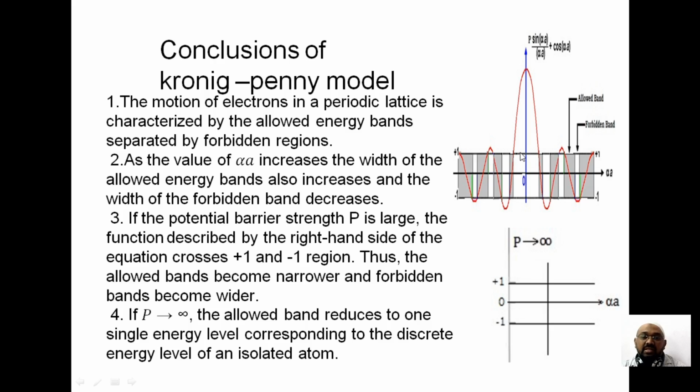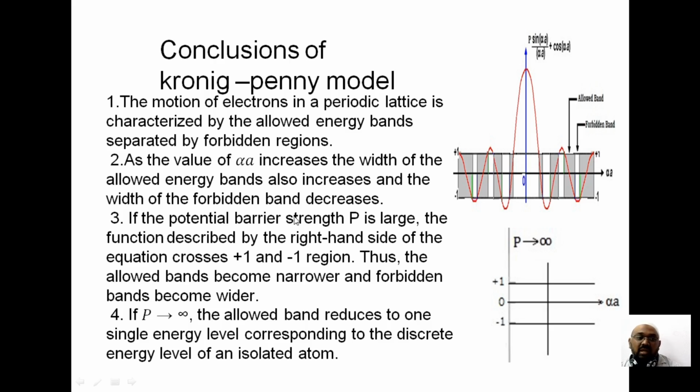If I increase the value of alpha a, you can see the width of the allowed energy band is increasing. In this block the width of the energy is slowly increasing. The energy has increased twice, thrice, and so on. Here this forbidden band or forbidden region has been shown with the arrow mark. Wherever you don't find the electron, there is a discontinuity, or the energy of the electron is minimized, that is called the forbidden region, or simply the forbidden band. And here you get an allowed energy band, from -1 to +1.